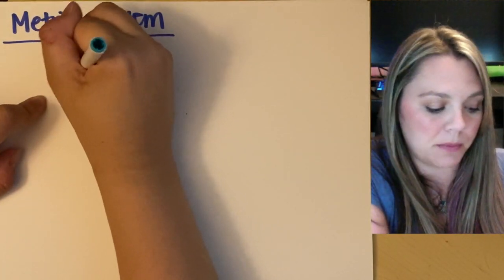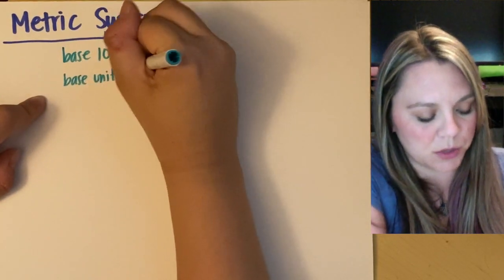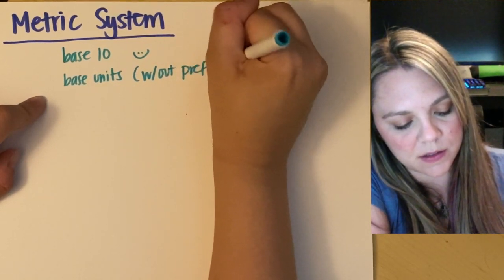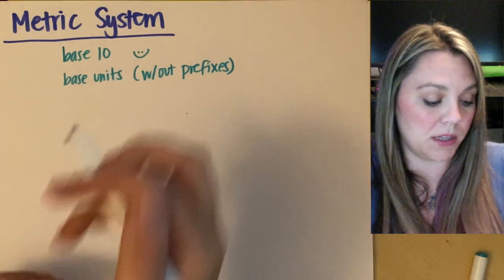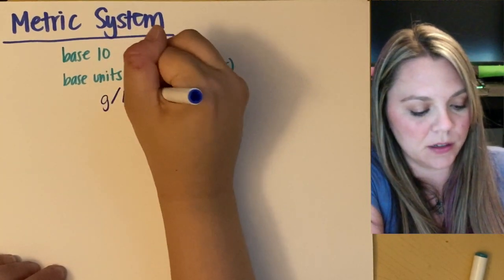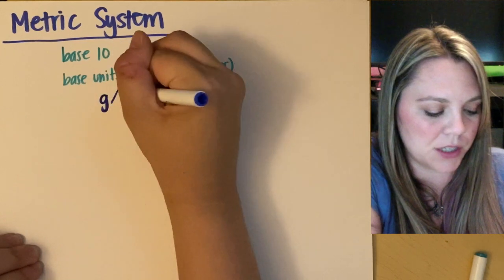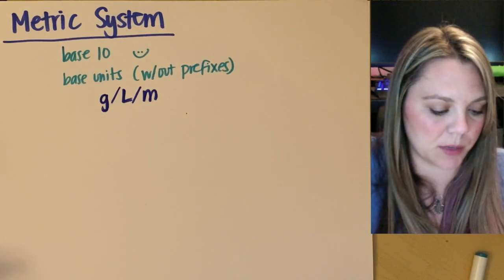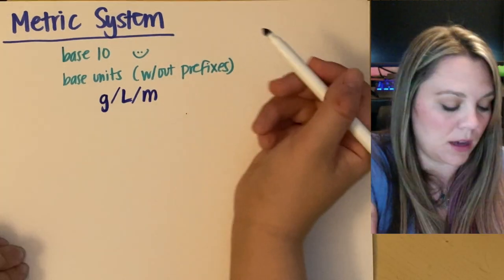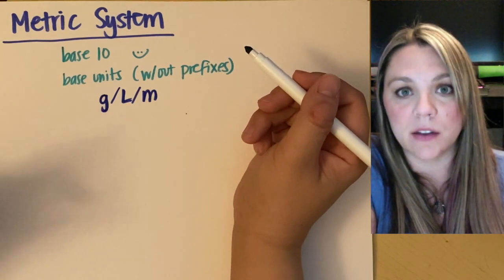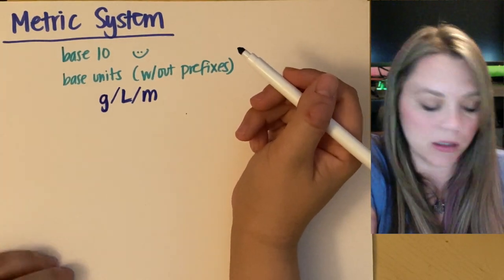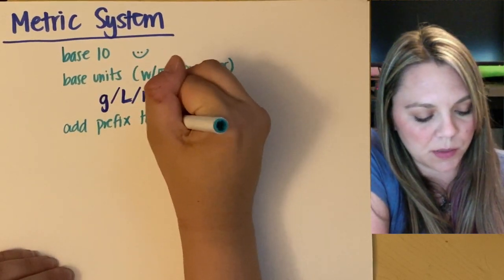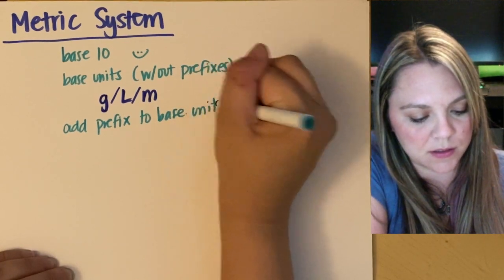They also have base units, which are basically things without prefixes. Their base units are going to be gram, lowercase g, liter, uppercase L, and meter, lowercase m. Gram, liter, meter, and there's no prefix for it. And then when you want to talk about scale, if there's something that's larger or smaller, you're going to add a prefix to your base unit.